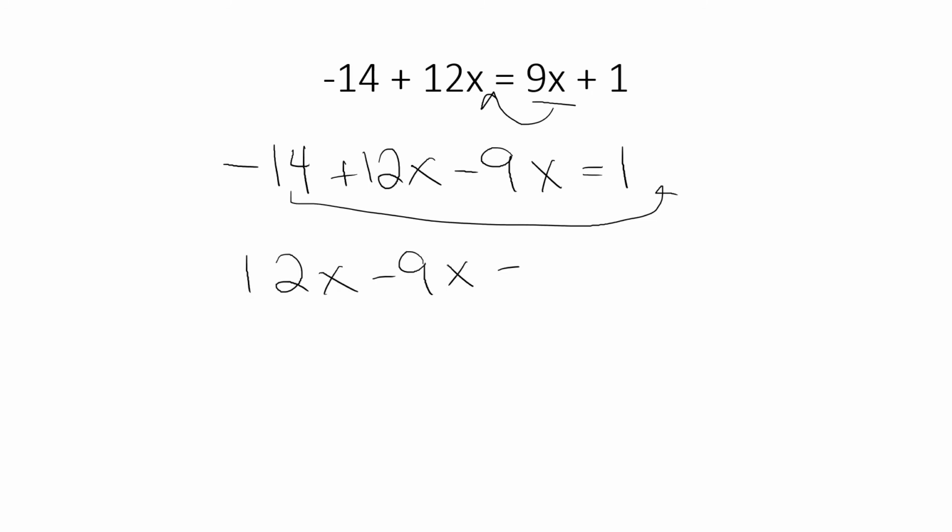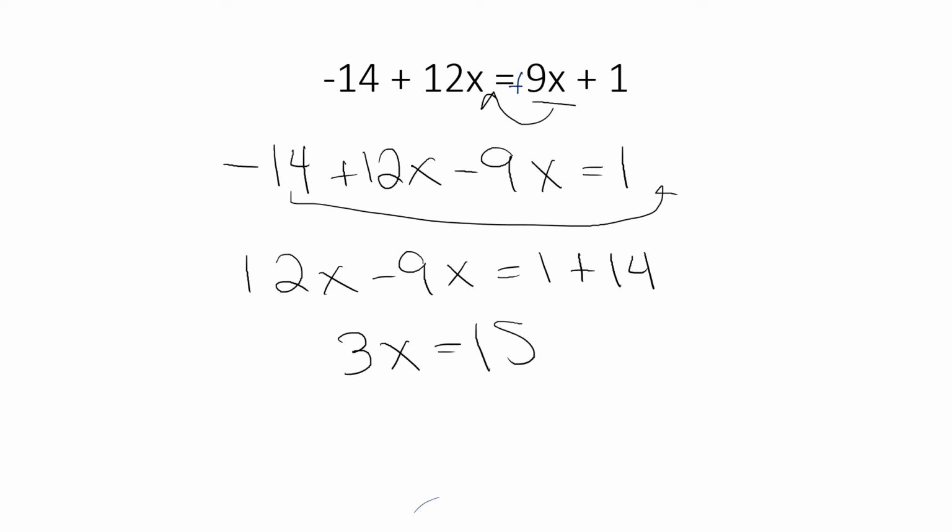12x minus 9x equals 1 plus 14. And then remember, this 9x became a negative when I moved it because of the understood positive, okay? All right, so first step, x is to the left. Second step, numbers to the right. Third step, add any like terms. 12 minus 9 is 3. 1 plus 14 is 15.